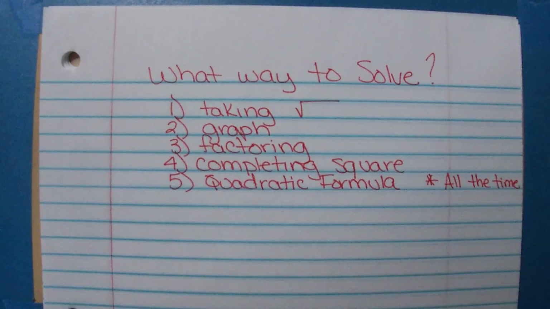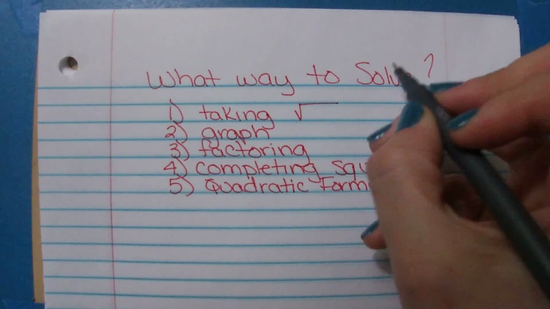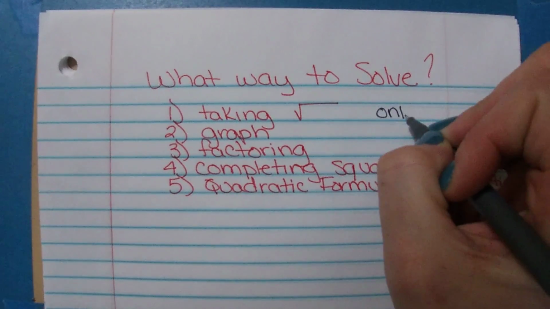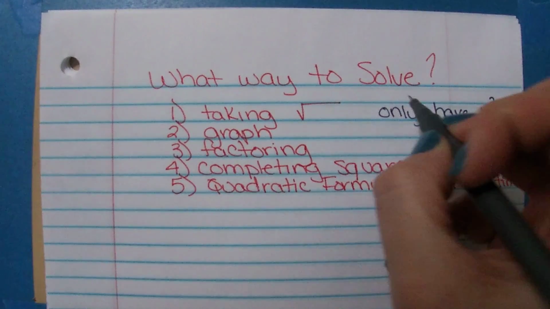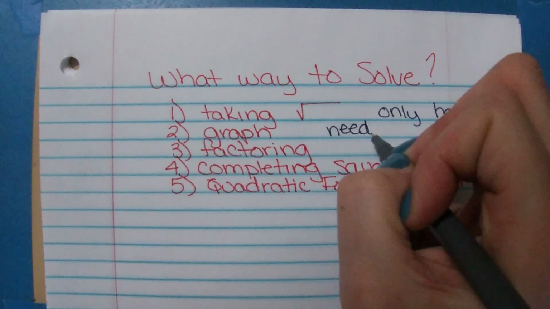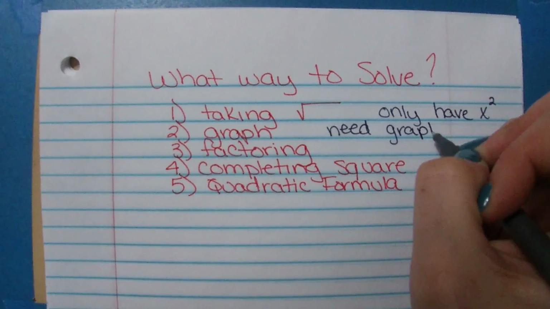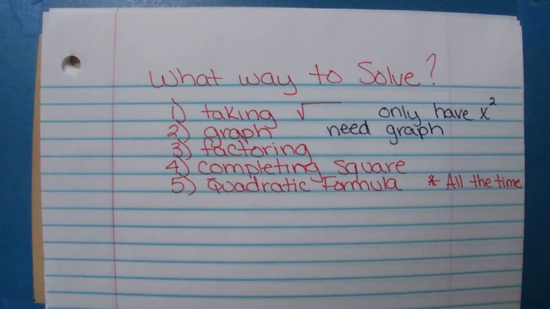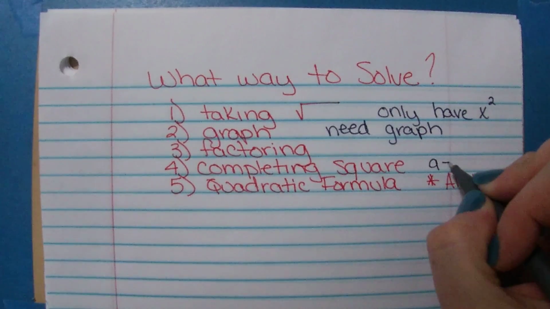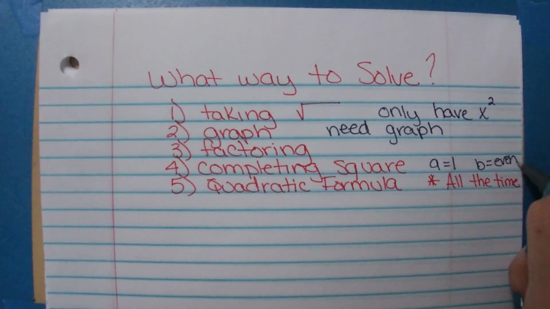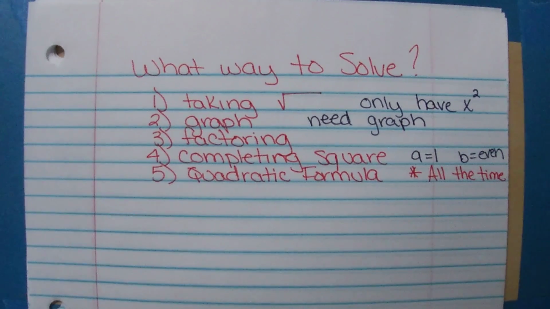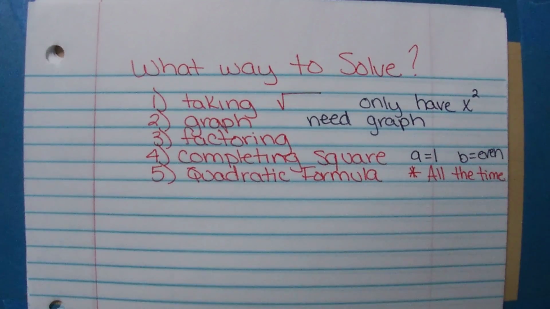So then what are some things that sort of show, okay, this is the method I want to use? Well, taking the square root, we already said, right, it can only have an x squared, no x to the first power. Okay, a graph, we obviously need a graph. For factoring, it's going to have to be factorable. We just have to be able to factor it. Completing the square, we know that a has to equal 1. It's really nice if b is even. It's really a pain if b is odd. I didn't even look at any of those with you because then you have to follow through a decimal.